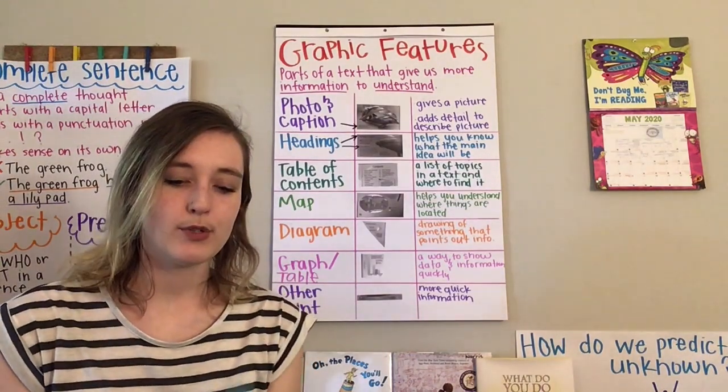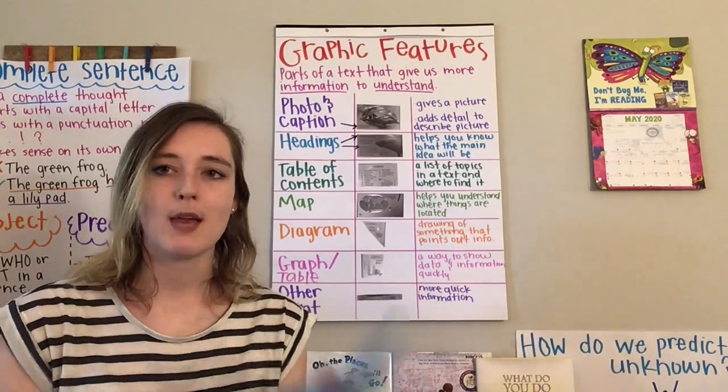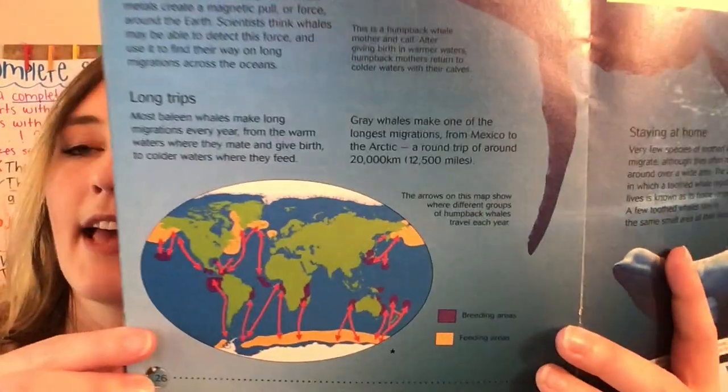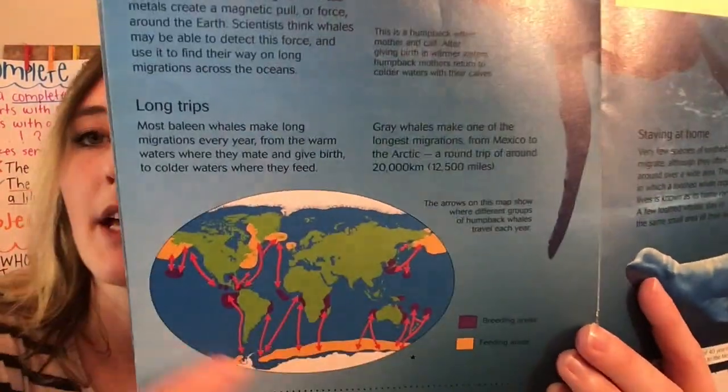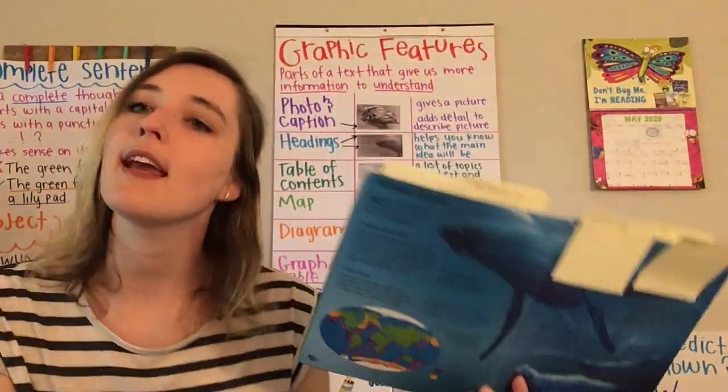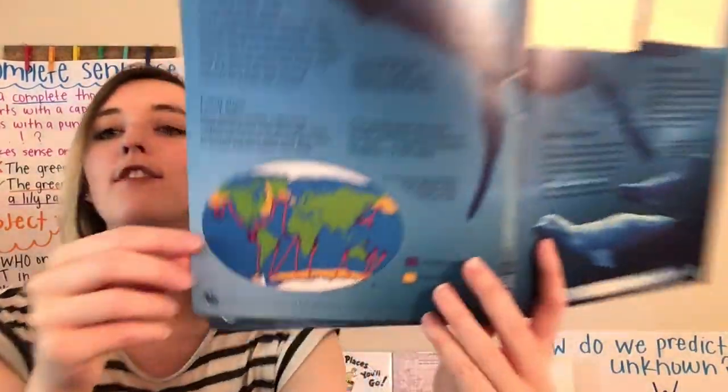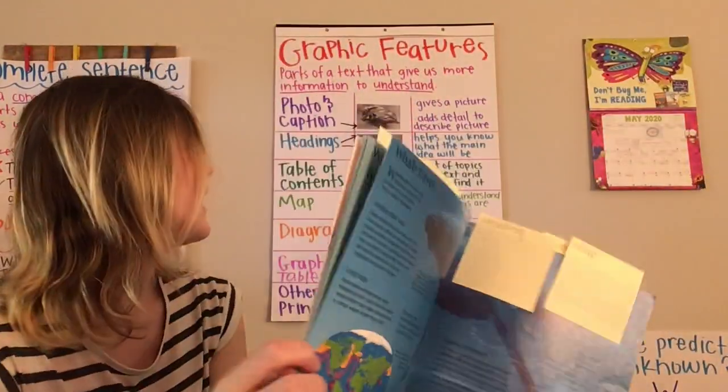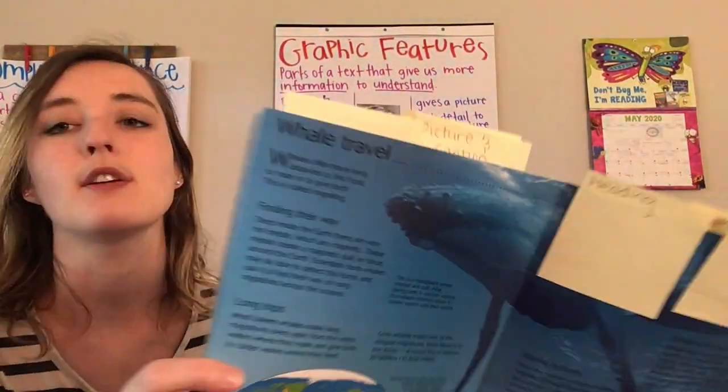Next we are going to go to a map. So a map looks like this. It can be on a global scale or it can be by state or by section, but really what a map does is it helps you understand where things are located.